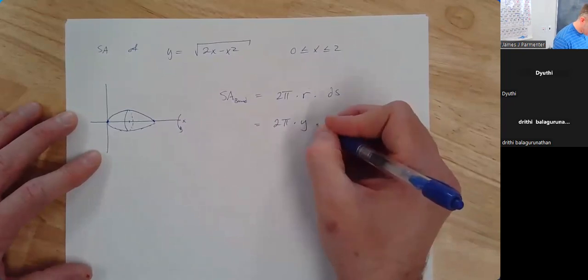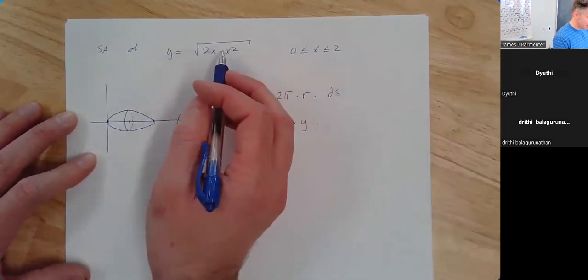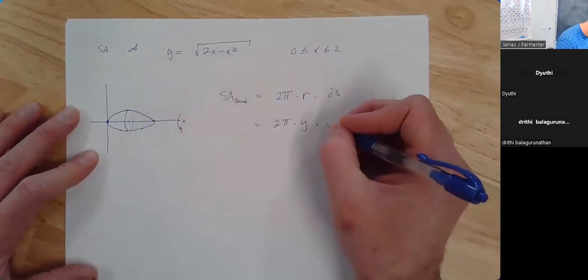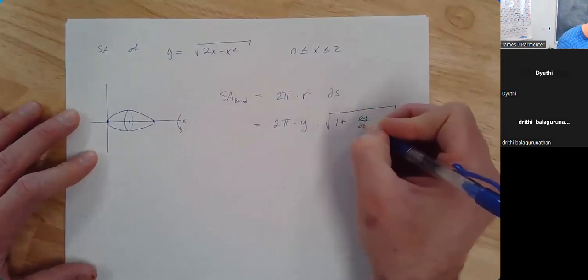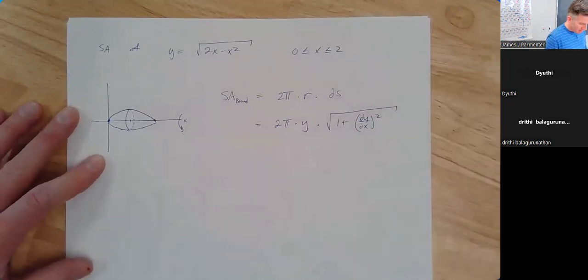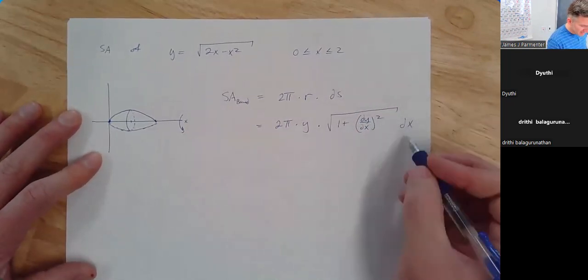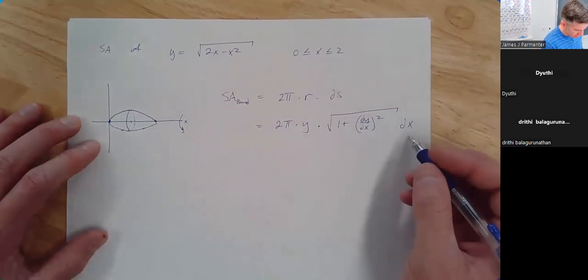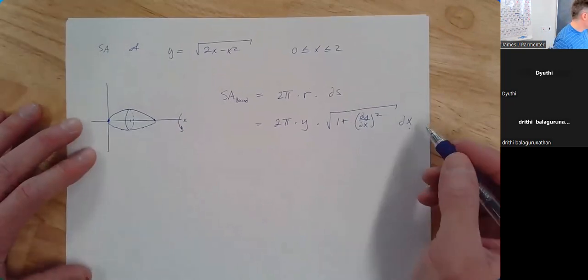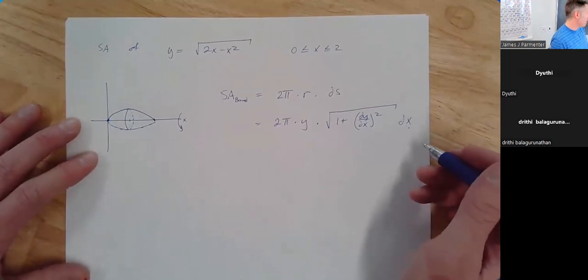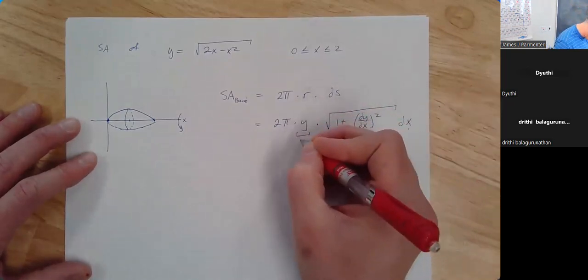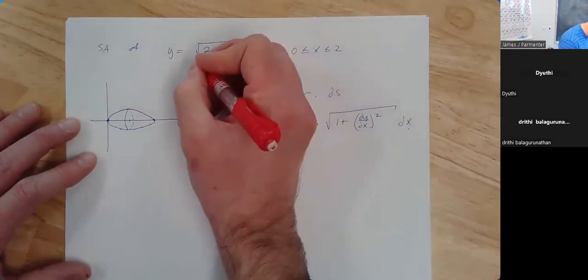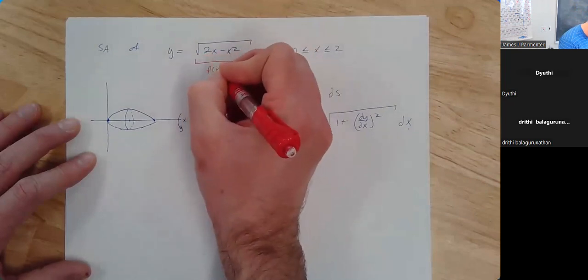And then my ds, well, since I have y as a function of x, I should write it as the square root of 1 plus dy dx squared dx. But that dx is telling me I am stuck with things being functions of x. I need my variables to be in terms of x. So this y has to get replaced with the function of x that it's actually equal to.